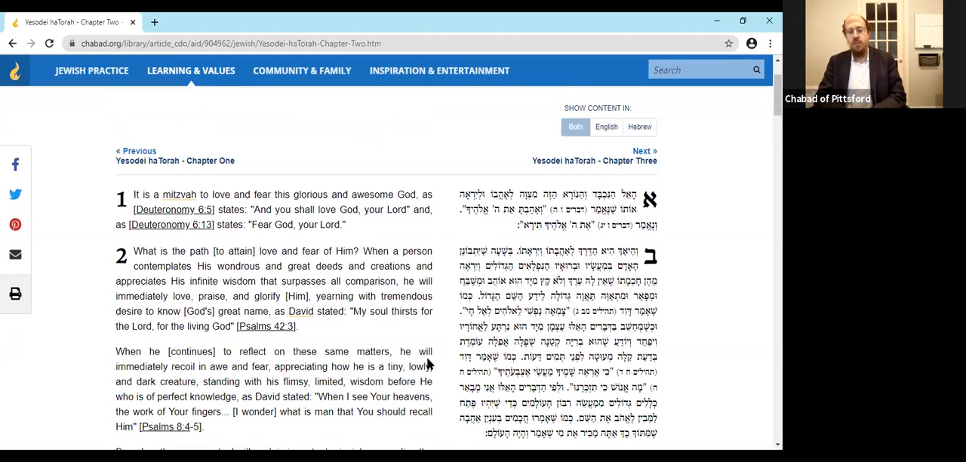What is the path to attain love and fear of Hashem? When a person contemplates Hashem's wondrous and great deeds and creations, and appreciates His infinite wisdom that surpasses all comparison, he will immediately love, praise, and glorify Him, yearning with tremendous desire to know God's great name. As David stated, my soul thirsts for the Lord, for the living God.